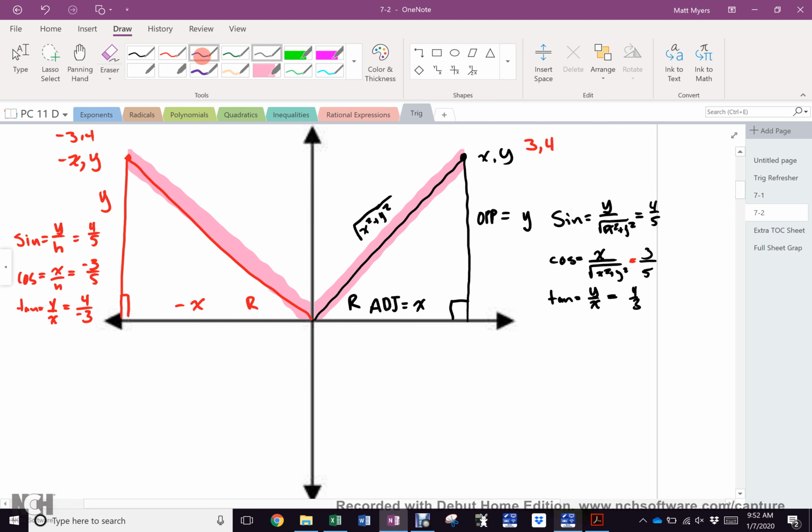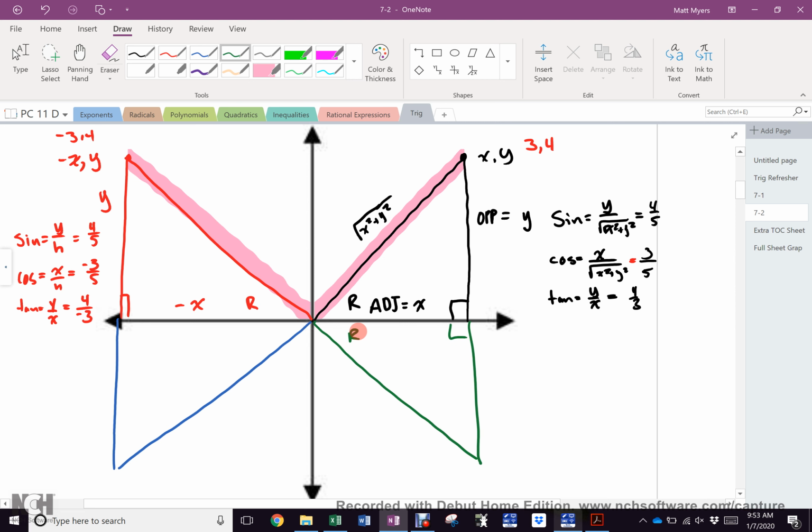Now, you're intelligent young people. Do the other two quadrants. Green R and blue R. Go.